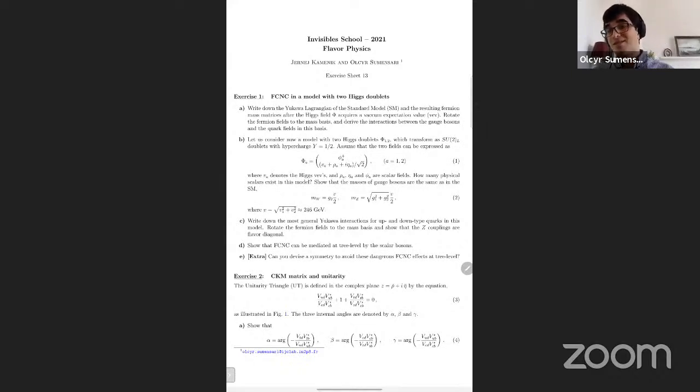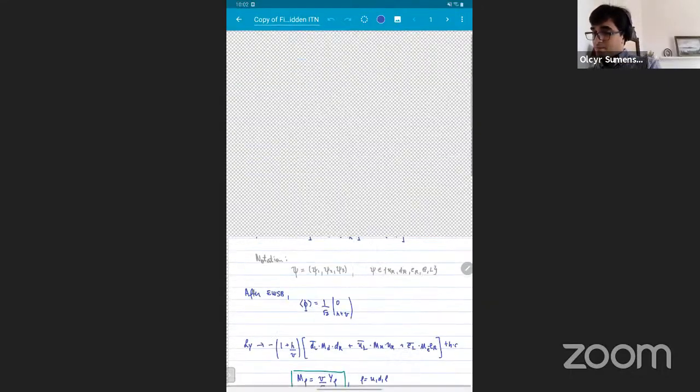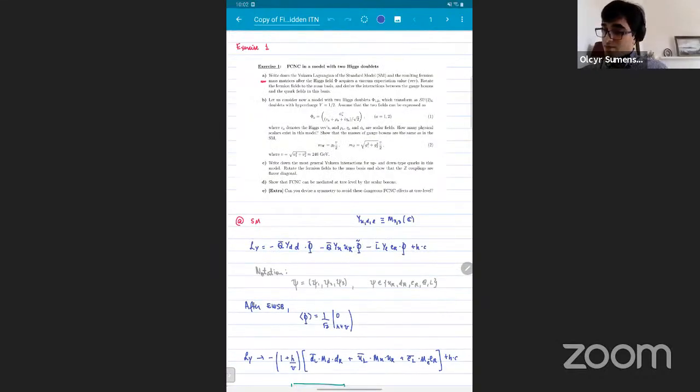Okay, so as you see, it's a bit of an ambitious program. So sometimes I'll have to skip steps in the derivations, but I'll provide you with the solutions next week. And as I said, don't hesitate to write me if you want further details. Okay, that said, we can now start. And we start with the first exercise. So let me switch here.